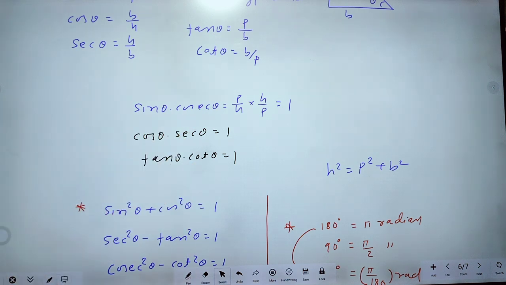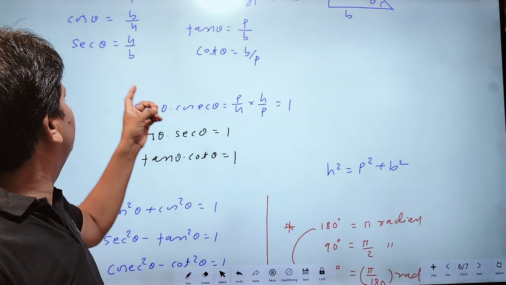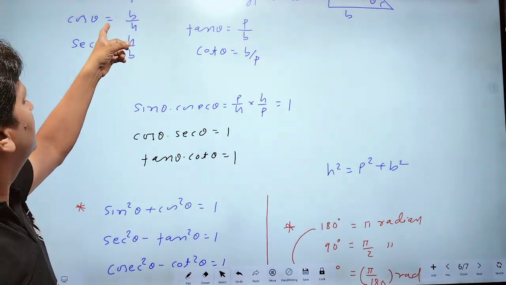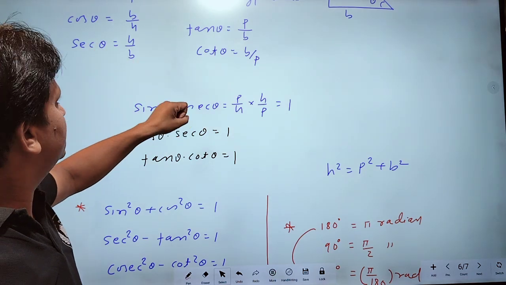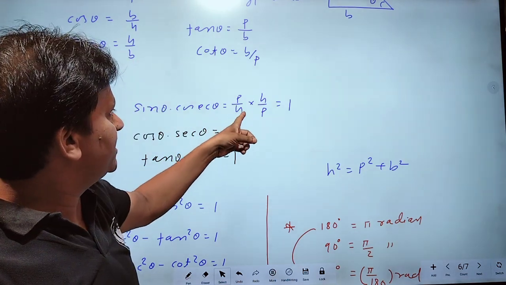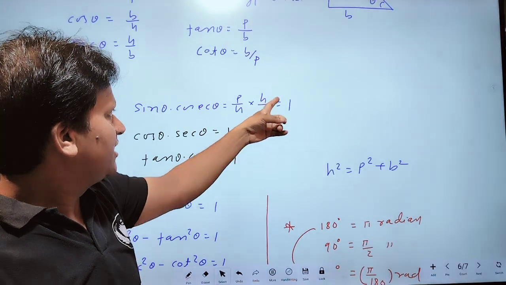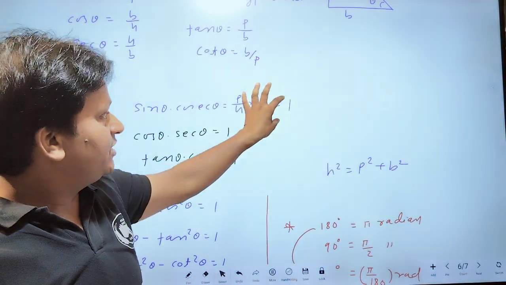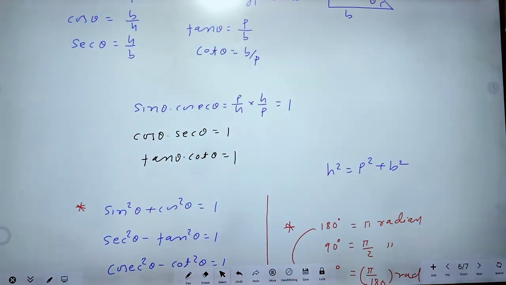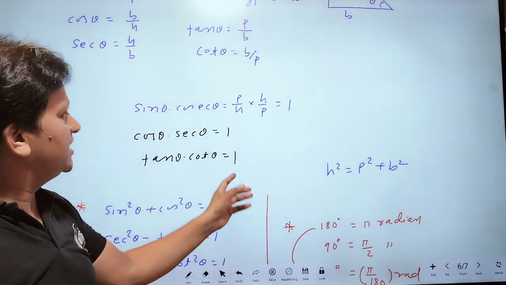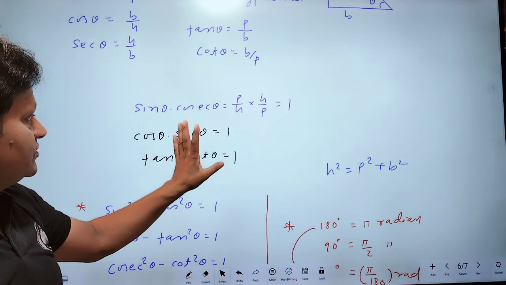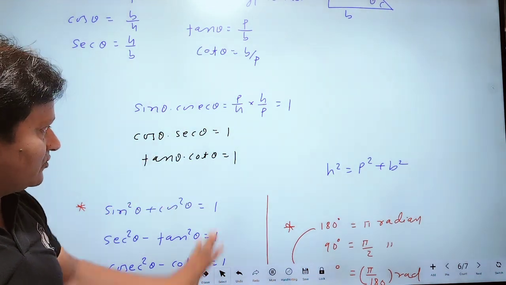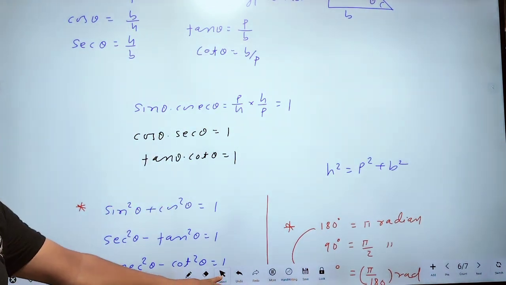Sin theta into cosec theta. Put the values of sin theta and cosec theta. Sin theta is p by h and cosec theta is h by p. H cancels out and p cancels out. This will be equal to 1. Cos theta into sec theta, similarly, is 1. Tan theta into cot theta is 1.